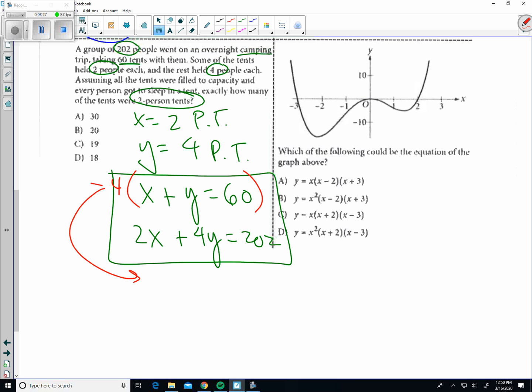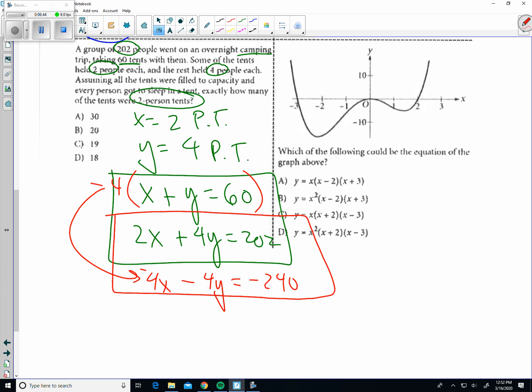All right, so -4 times the x is -4x. -4 times the y is -4y. And -4 times the 60 is -240. And if we add these 2 equations together now, the y's will cancel out like we wanted them to.